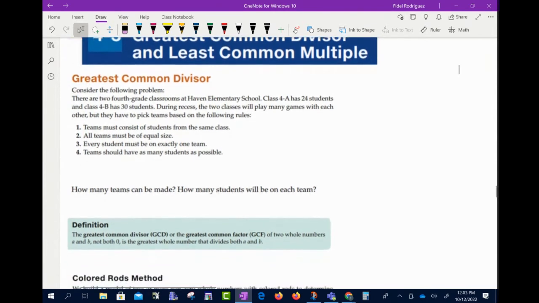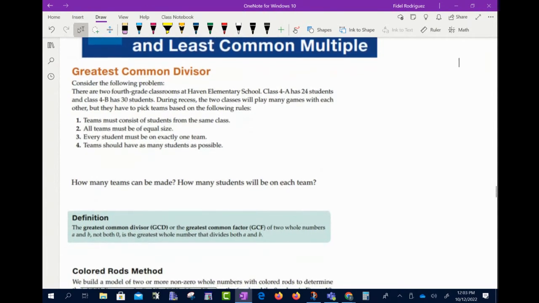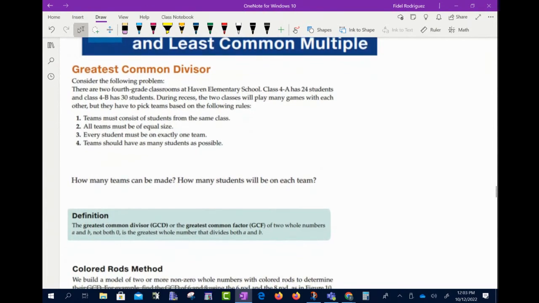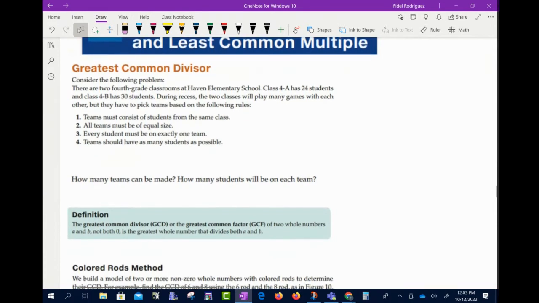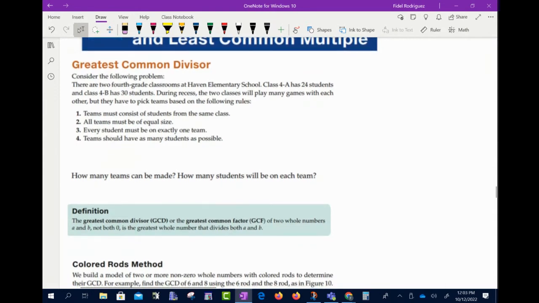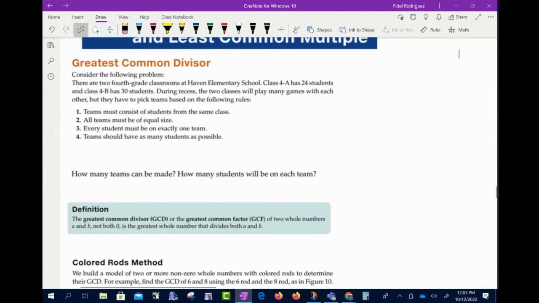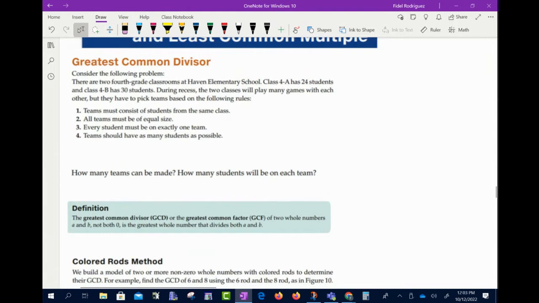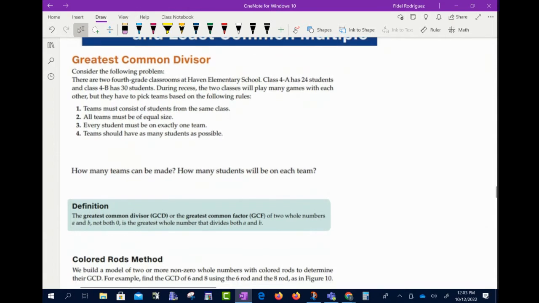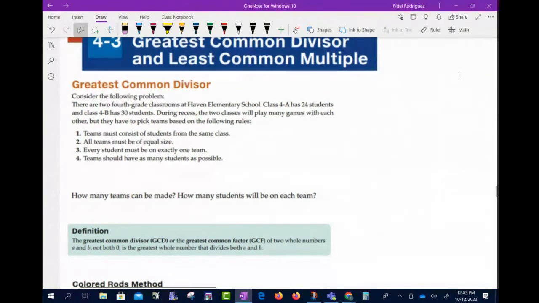It says, consider the following problem. There's two fourth grade classes at Haven Elementary School. Class 4A has 24 students. Class 4B has 30 students. During recess, the two classes will play games with each other, but they have to pick teams based on the following rules. Teams must consist of students from the same class. All teams must be of equal size, and every student must be on exactly one team. And teams should have as many students as possible. So we want to know how many teams can be made and how many students will be on each team.